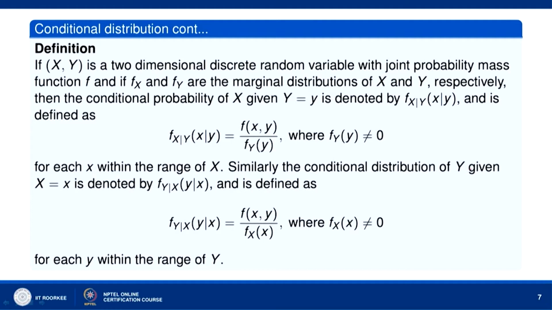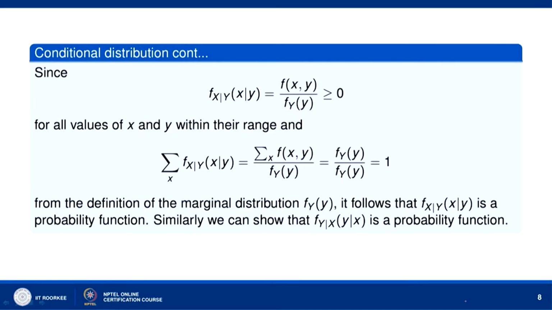Similarly, the conditional distribution of y given X equal to x is denoted by f_{Y|X}(y|x), and is defined as f_{Y|X}(y|x) = f(x, y) / f_X(x), the marginal distribution of x with respect to the joint distribution, for each y in the range of Y, okay. Here we assume that the marginal densities f_X(x) and f_Y(y) are not 0.